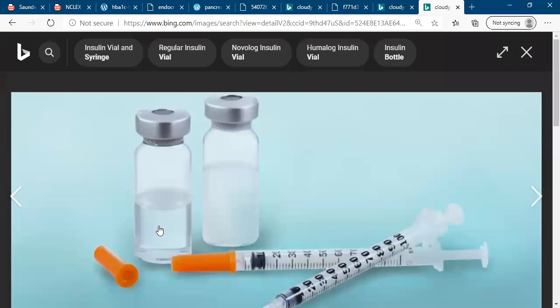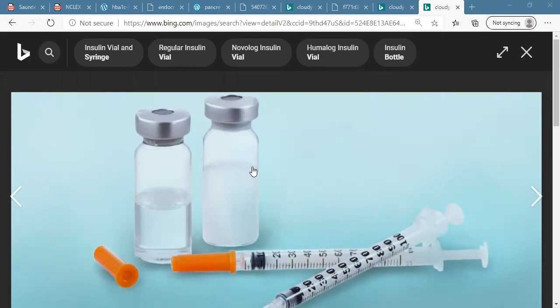Clear insulin means short-acting insulin or regular insulin. So we have to withdraw the clear insulin, or regular, or short insulin, first, because it is the same name: short, regular, or clear. And another one is cloudy insulin, the intermediate insulin, or NPH, or cloudy.